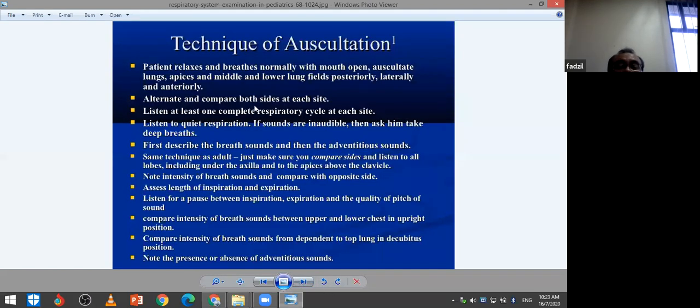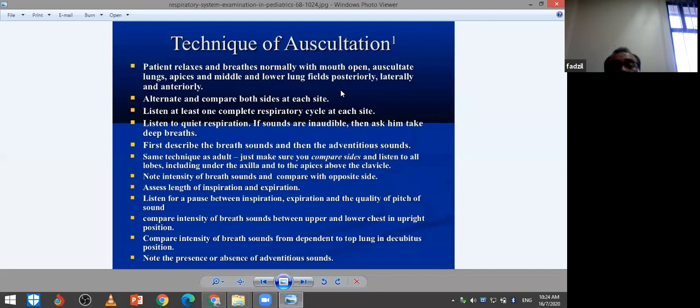Let's go to auscultation. Auscultation is not as simple as you think, eh? The best is the patient relaxed, breathing normally with mouth open, and you auscultate the lung, eh? The important thing is you must be able to discern air entry. If the patient takes very little air entry, you don't hear anything.